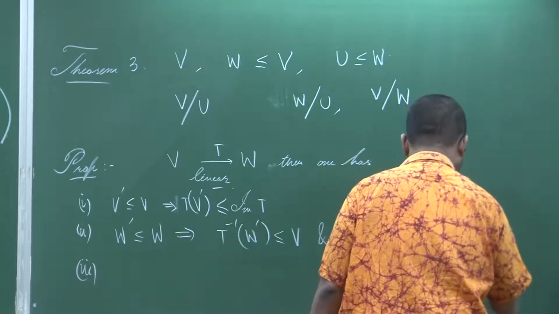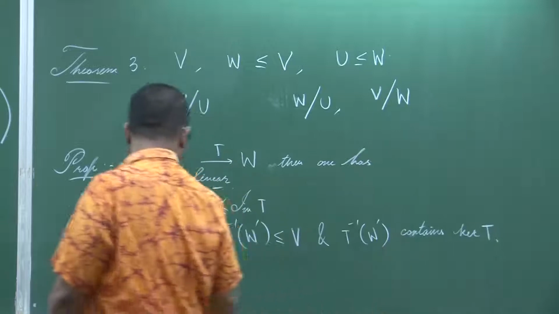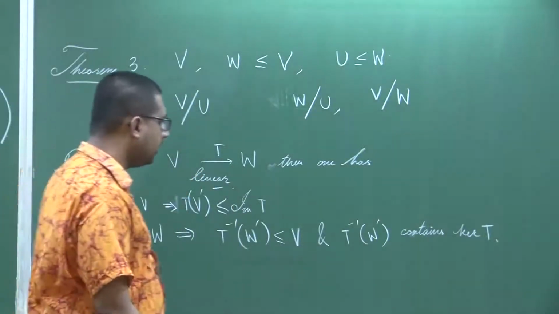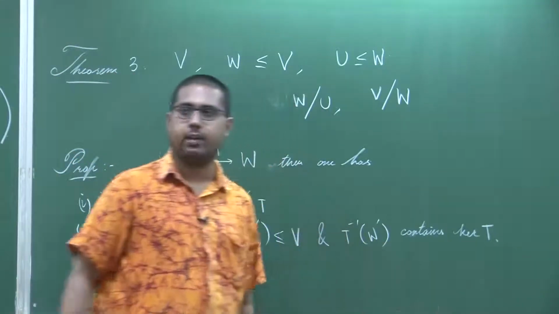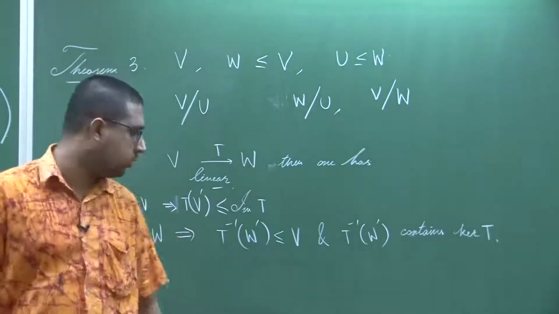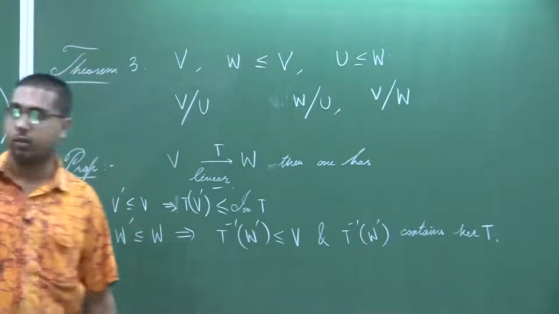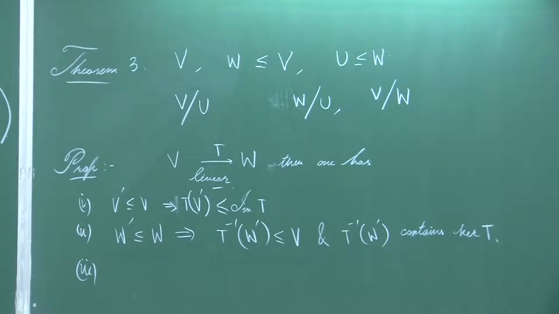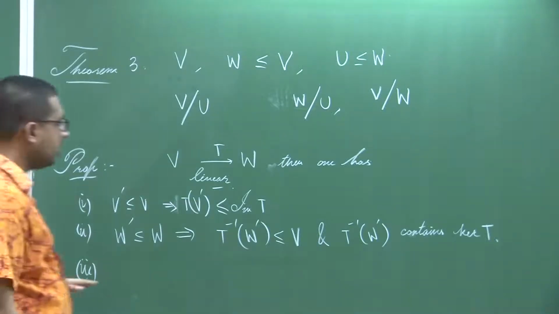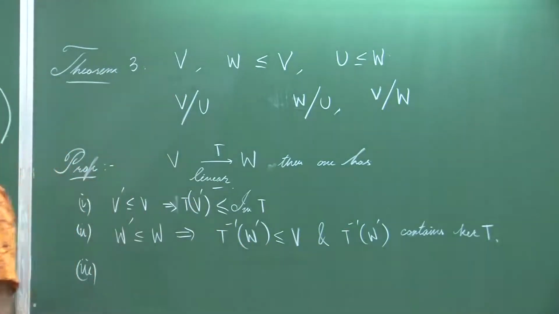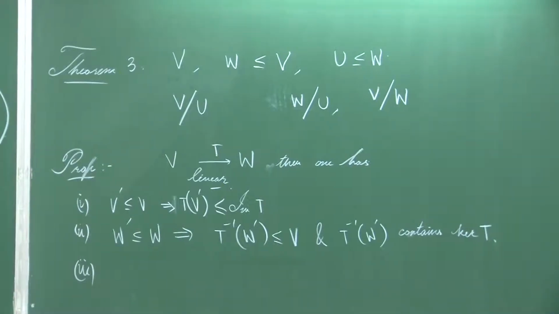Why? Because if you take any vector from kernel T, when you apply T, it goes to 0, which lies inside W prime. So, if you start with a subspace, then its pullback, that is the inverse image, is also a subspace of V containing kernel of T. Okay. Fine.